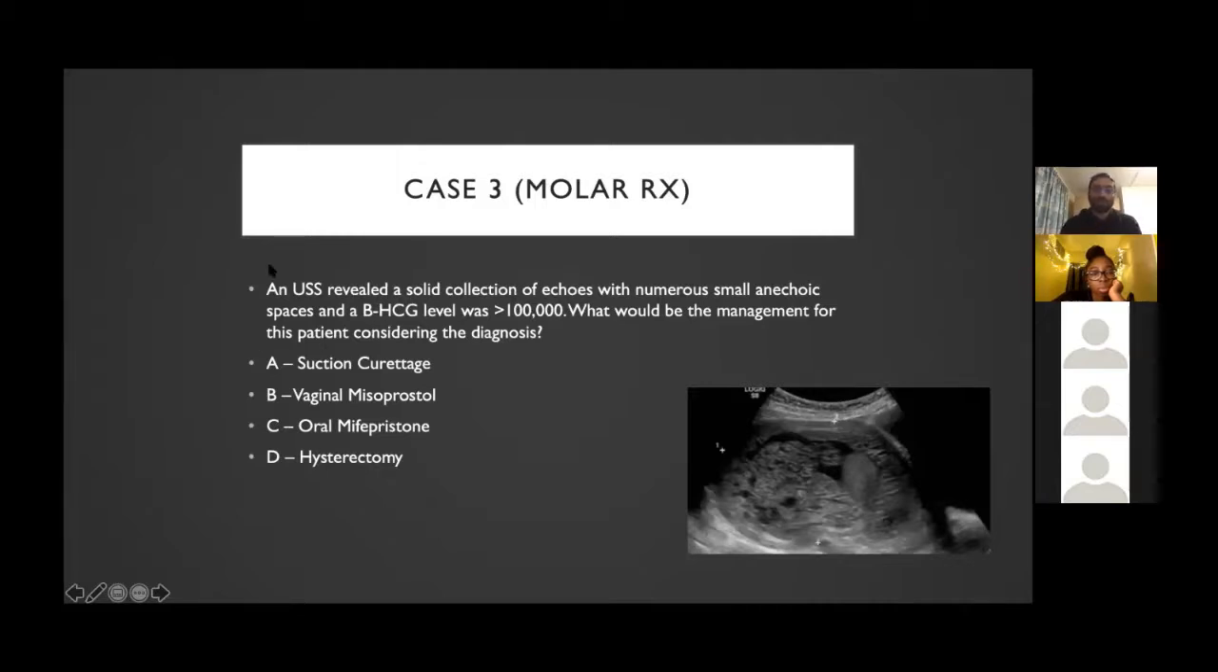So now that we've gone through that, what would be the best management for this patient, considering her diagnosis? Is it A, suction curettage, B, vaginal misoprostol, C, oral mifepristone, or D, hysterectomy?